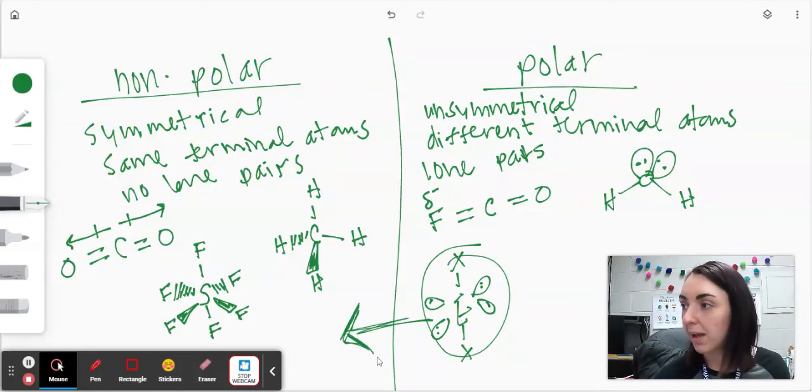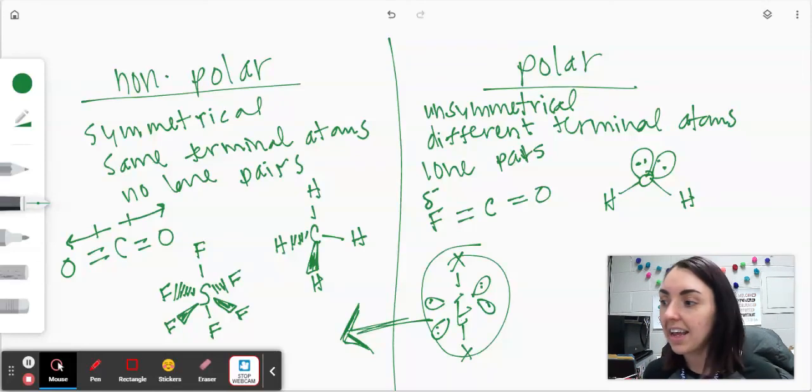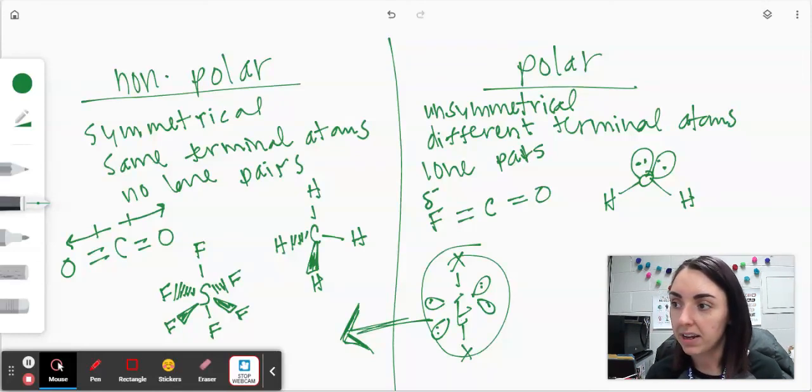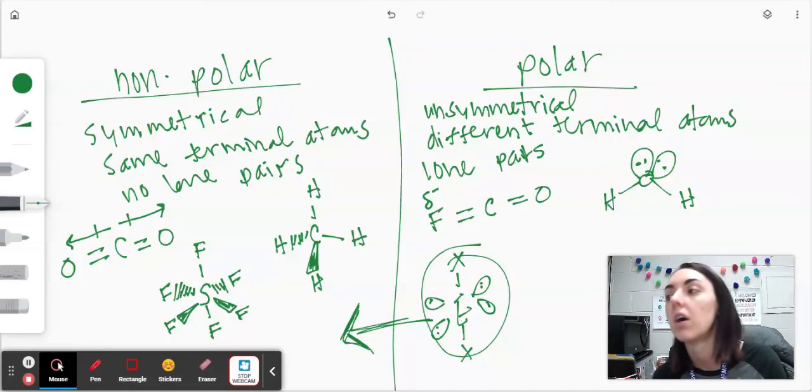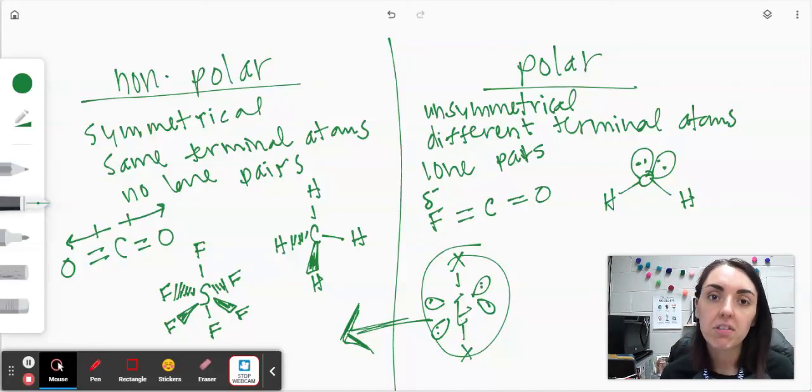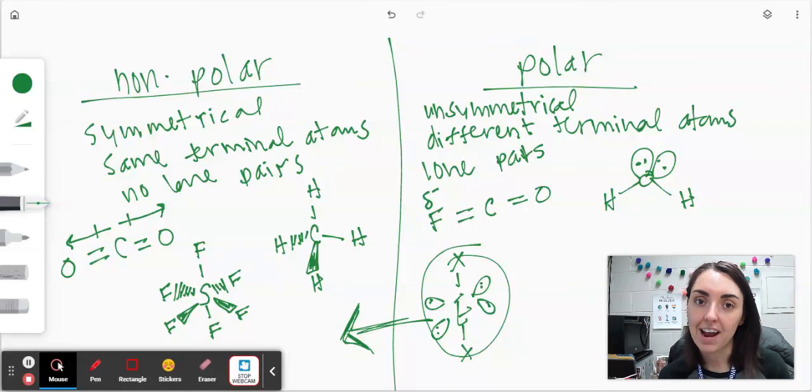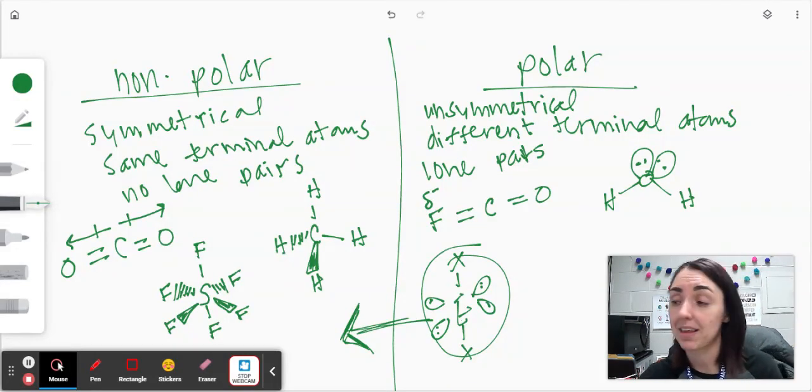Even though it's got lone pairs, it has a symmetrical geometry, so as long as these terminal atoms are the same, then it is still going to be a nonpolar molecule. So again, nonpolar molecules are your symmetrical ones, and polar molecules are your asymmetrical or unsymmetrical ones. You have to draw the Lewis structure to figure that out. That's your first step. Once you've got the Lewis structure, you've got the geometry, and you can do some work with that. But until you've got the geometry, you're not going to be able to figure out if it's polar or nonpolar.